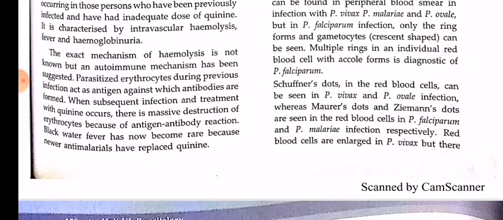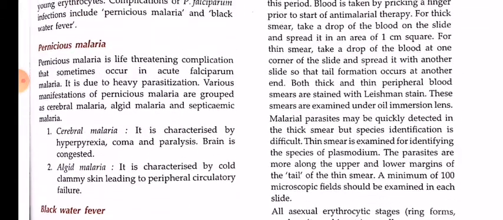The exact mechanism of hemolysis is not known, but an autoimmune mechanism has been suggested. Parasitized erythrocytes during previous infections act like an antigen against which antibodies are formed. When subsequent infections and treatments with quinine occur, there is massive destruction of the erythrocytes because of antigen-antibody reaction. Black water fever has now become rare because new antimalarials have replaced quinine.